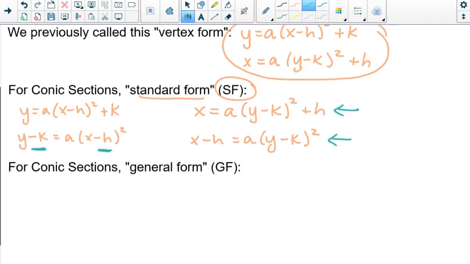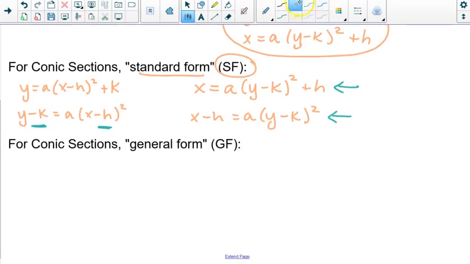And then for general form, just like all conics, we still have some x squared term, some y squared term, some x term, some y term, some constant, and equal 0, where the coefficients are integers, the order of the terms matters, and we have the equal 0. However, for a parabola, you're not going to have both x squared and y squared, you'll have one or the other. And we've also seen where you might not have an x term, or you might not have a y term, so that's fine.